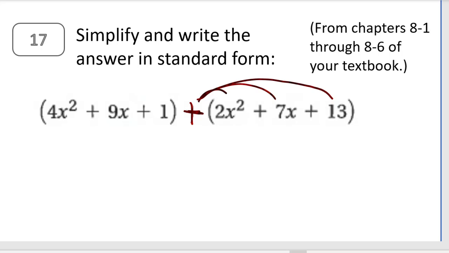We can basically just take a look and find like terms. So we've got a term with an x squared in it. We have another term with an x squared. Go ahead and combine those together. And they're both positive, so 4x squareds plus 2x squareds gives us 6x squareds.